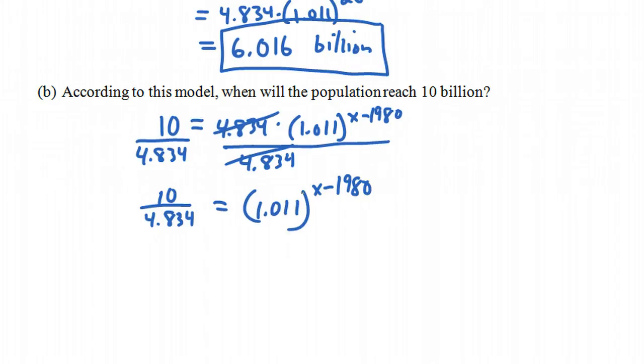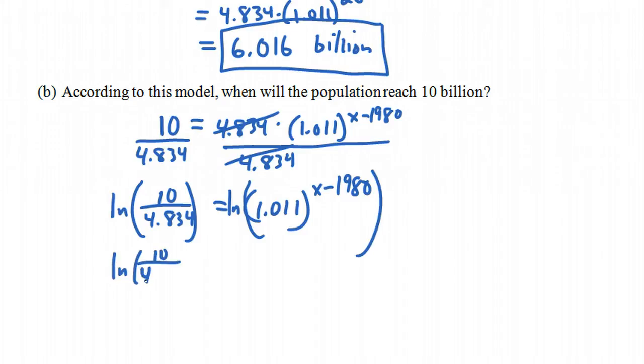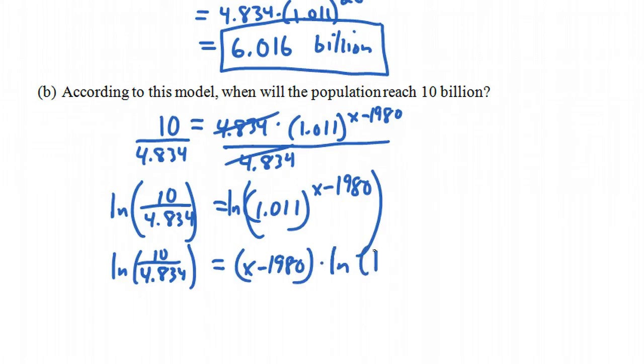Now how do we solve something like this? Well, we have an x in the exponent here, so let's take a logarithm of both sides. Let's actually take natural log of both sides. We have two things that are equal to each other, so the natural log of the left-hand side should equal natural log of the right-hand side. Now, what is the point of doing that? Well, the point is that on the right side, this x minus 1980 can come out front. That's the power property of logarithms that we're using there. We bring this x minus 1980 out front.